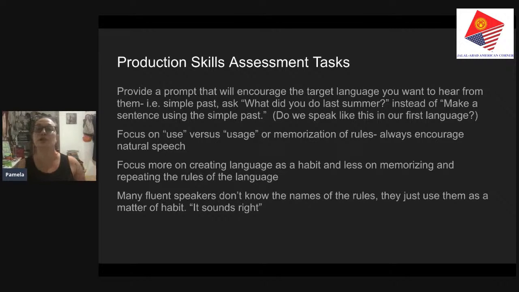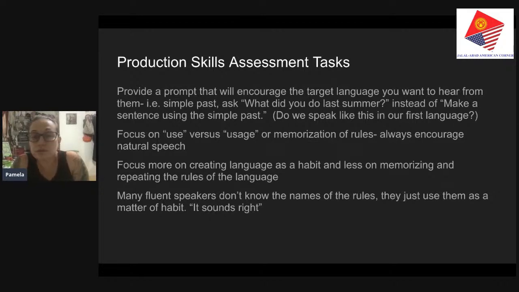We don't want to encourage memorization of how the rules are made, because, as I said, you can be a highly educated native speaker of the language and not know what the rules were. I just used it, right? So we want to create that environment as much as we can. Create language as a habit, and focus less on memorizing and repeating the rules of the language.